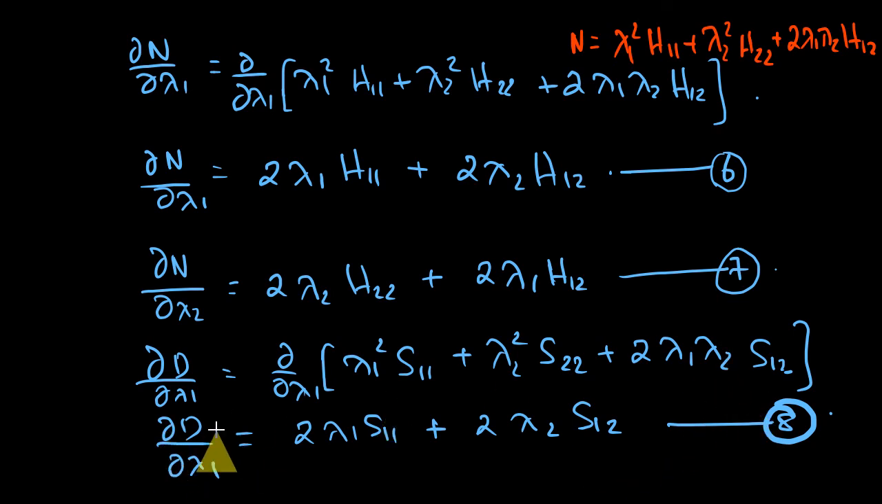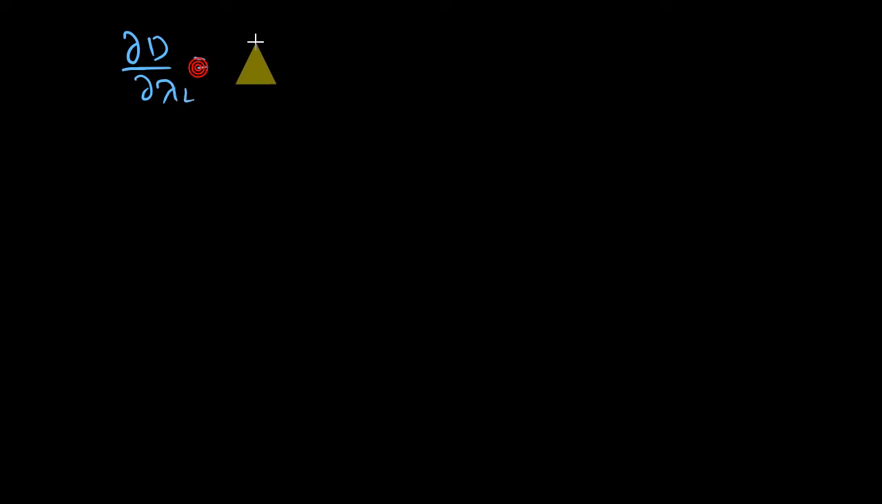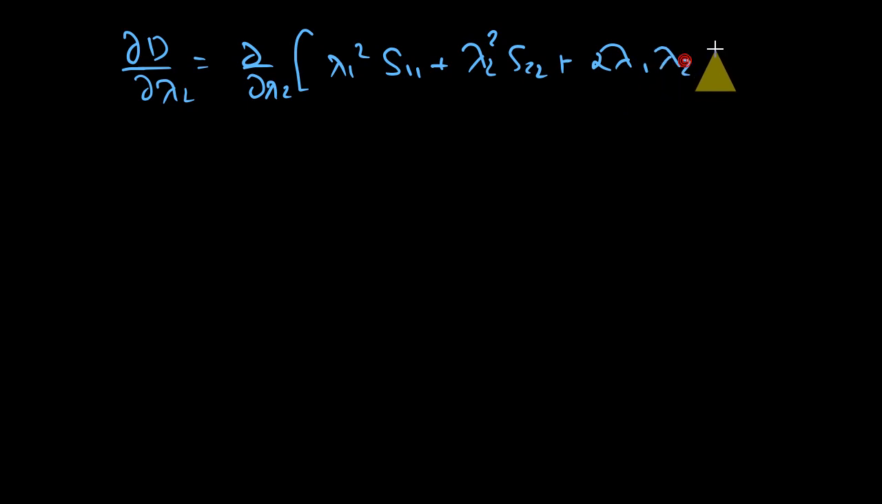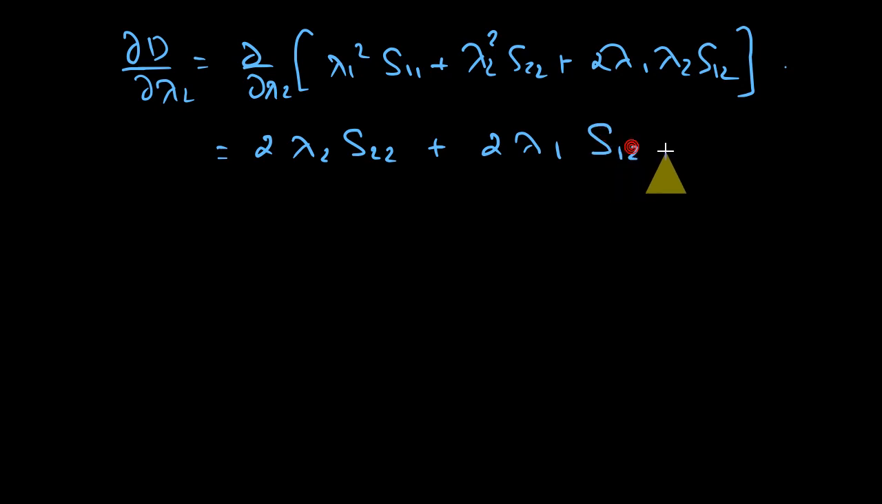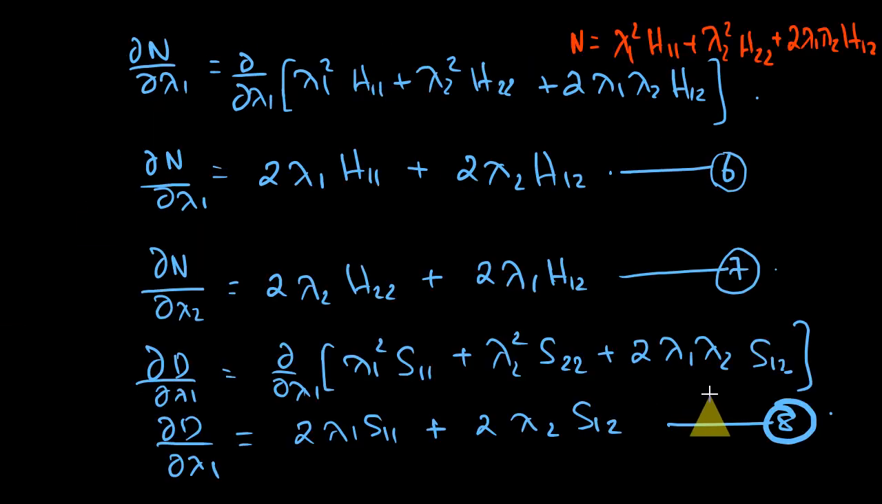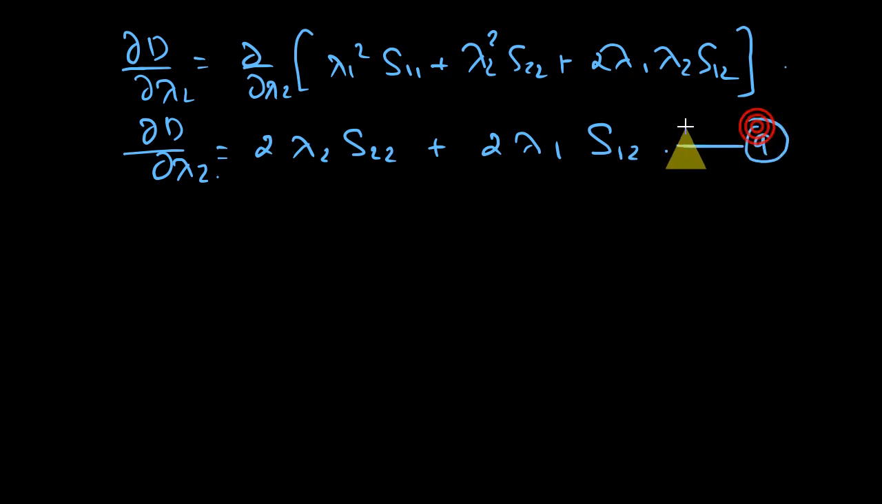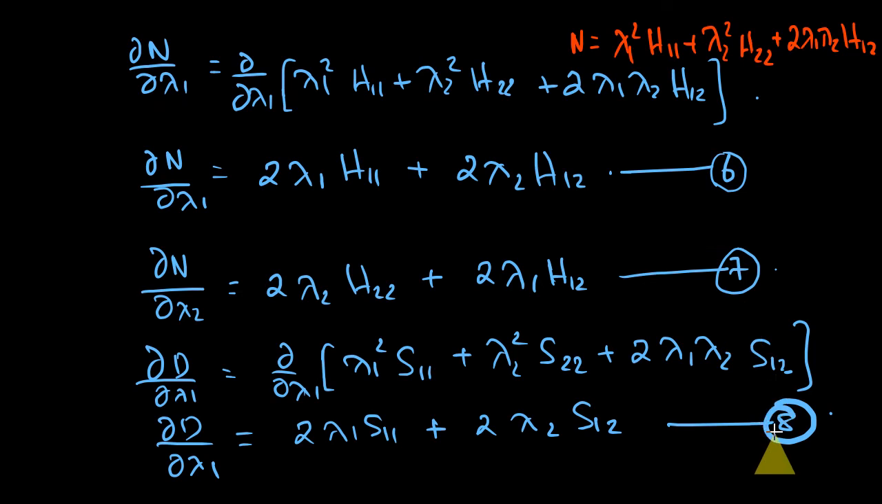And now we have to find dou d by dou lambda 2. Dou d by dou lambda 2 is equal to dou by dou lambda 2 of d, where d is lambda 1 square s 1 1 plus lambda 2 square s 2 2 plus 2 lambda 1 lambda 2 s 1 2. The first term will vanish, and from the second term you get 2 lambda 2 s 2 2, plus from the third you get 2 lambda 1 s 1 2. That is dou d by dou lambda 2. Let me call this equation number 9. So now we have 4 equations: 6, 7, 8 and 9.